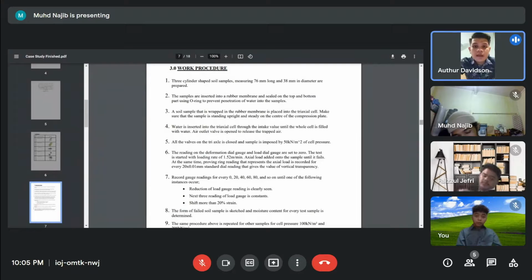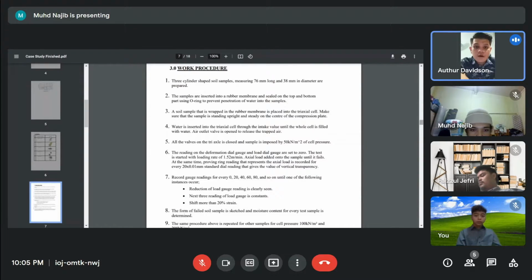A soil sample that is wrapped in the rubber membrane is placed into the Triaxial cell. Make sure that it is standing upright and steady on the center of the compression plate. The fourth one is water is inserted into the Triaxial cell through the intake valve until the whole cell is filled with water. The outlet valve is open to release the trapped air.